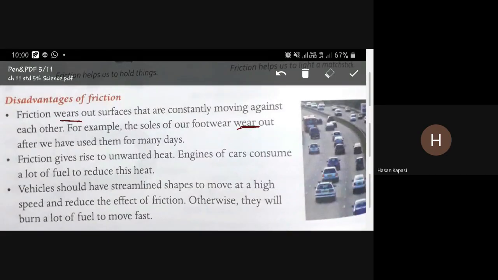Third point. Vehicles should have streamlined shapes to move at a high speed and reduce the effect of friction. Otherwise, they will burn a lot of fuel to move fast.